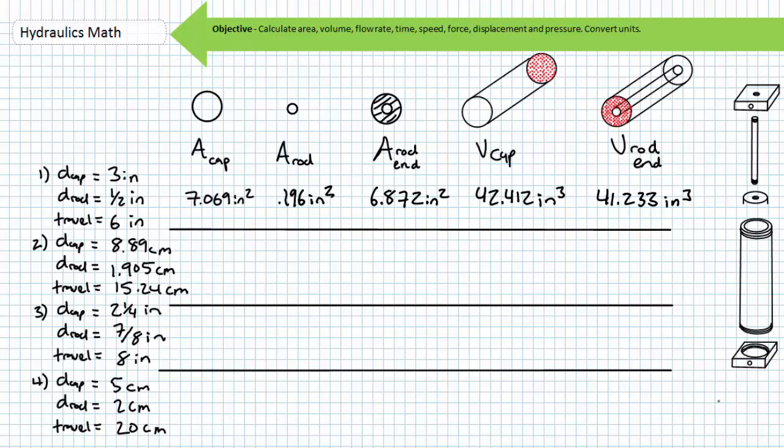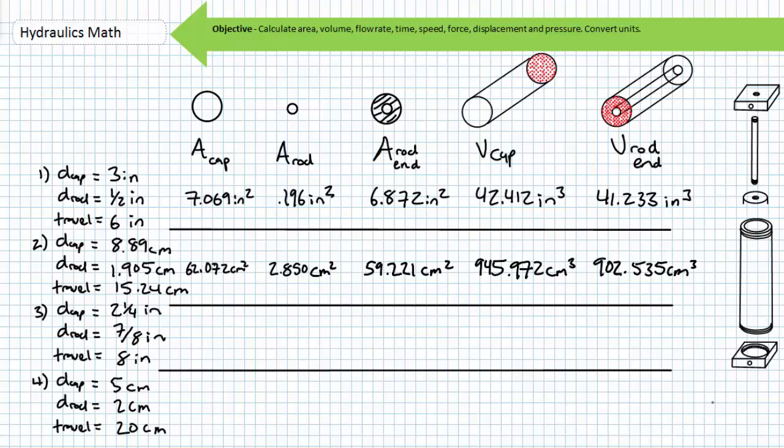The volume of the cap end at full extension is 42.412 inches cubed. The volume of the rod end at full retraction is equal to the volume of the cap end minus the volume of the rod, or the area of the rod end times the travel length. Either way, this presents a volume of 41.233 cubic inches.